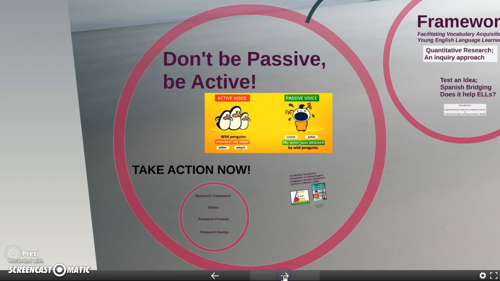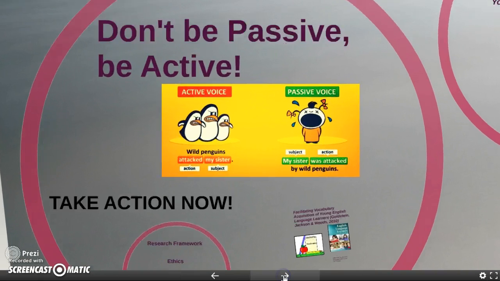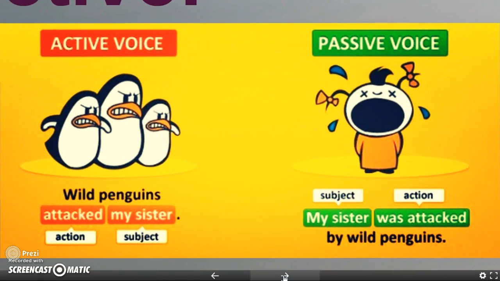For example, are you frustrated that your students are not meeting grade level standards or that your English language learners are falling too far behind? Well, don't be passive. Don't sit in the lounge and whine about it. Take action now by starting your own research on current and past literacy education practices that are relevant to the student population that you teach.